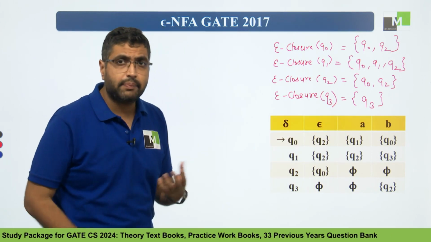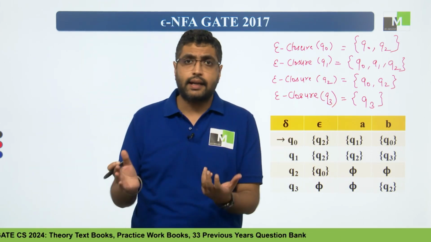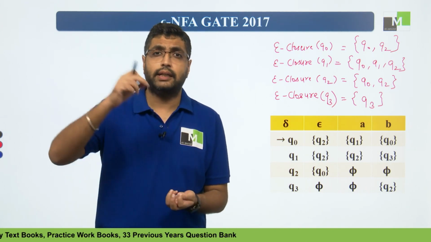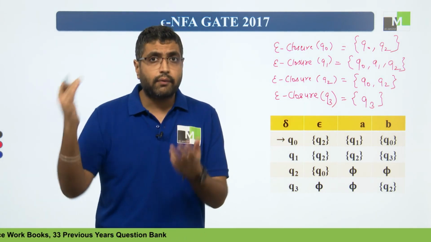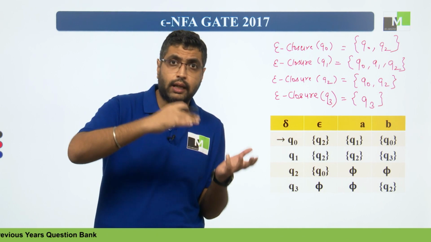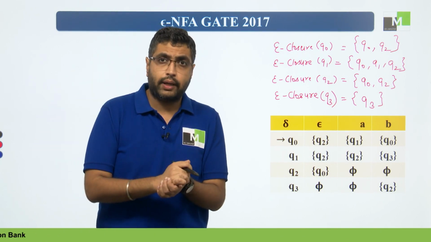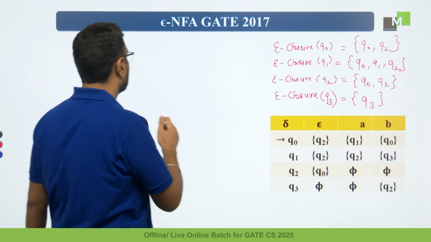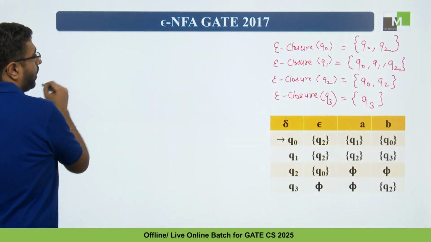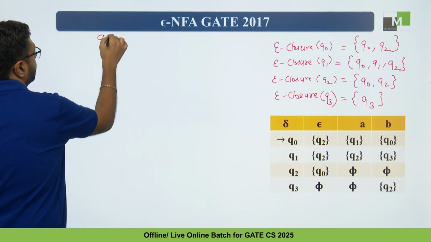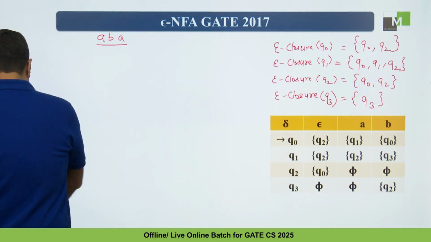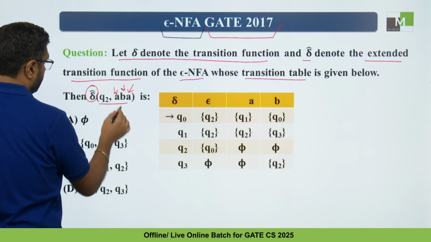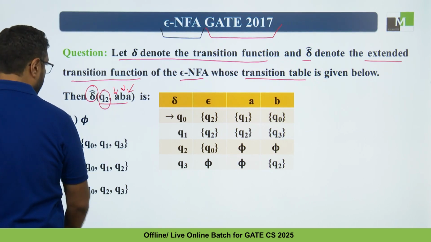Now what is the next step? I have to calculate the extended transition function, which is just the application of what we have already done for the conversion from epsilon NFA to NFA. We have to apply that process 3 times. All right, let's see. So the string given to us is ABA, and we are already at the state Q2.